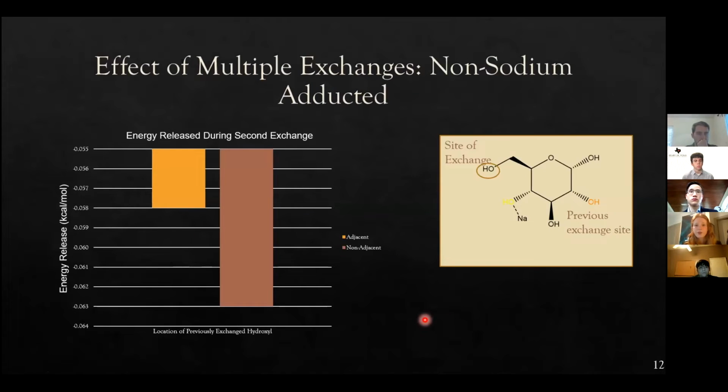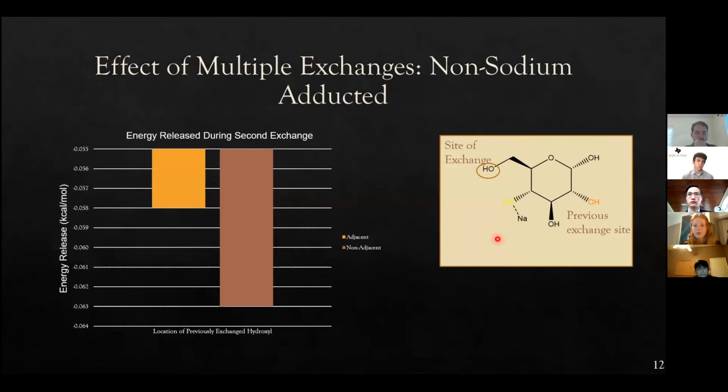So the final variable that I wanted to present to you today that we explored was the effect of multiple exchanges on a non-sodiated site. So when you have multiple exchanges occurring on this molecule, here we see that our sodium is adducted to this hydroxyl here, and then the site of previous exchange is on the opposite side of the molecule. So now we're exchanging this hydroxyl here.